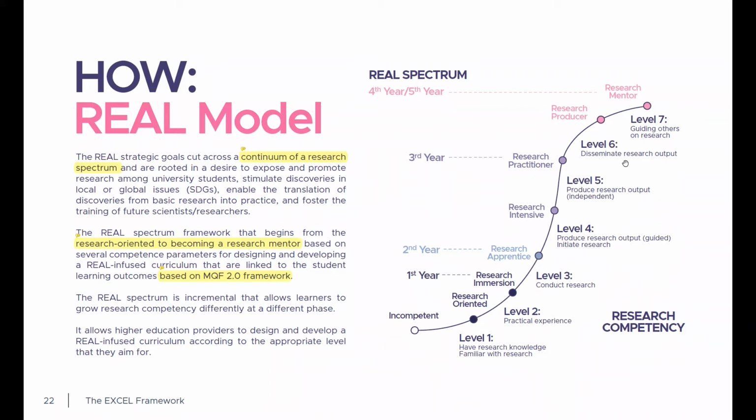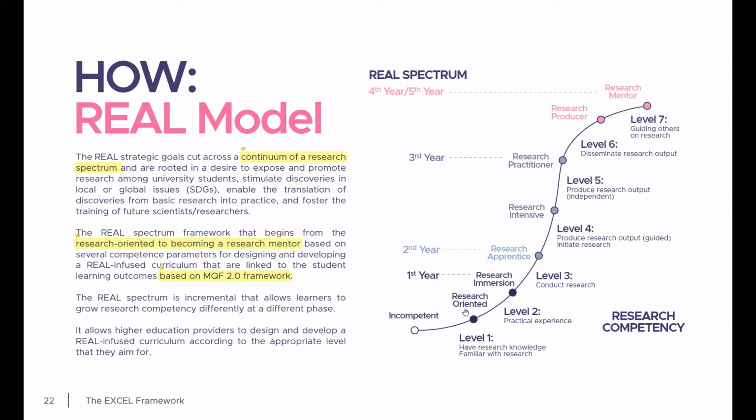On the REAL spectrum, these are the names that we came up with for each level. For the students who just joined, we assume they are incompetent. When they join the university in first year, they experience two levels. The first level is research oriented, and the second level is research immersion. So this is the first year.